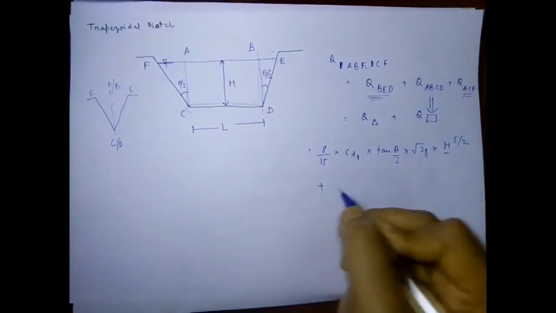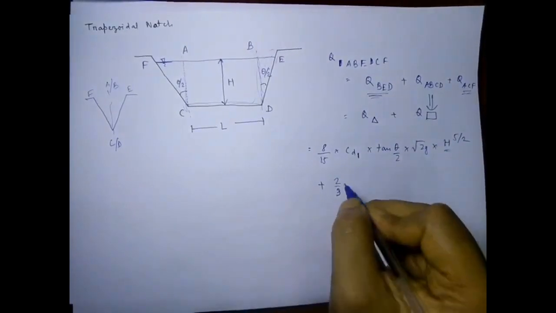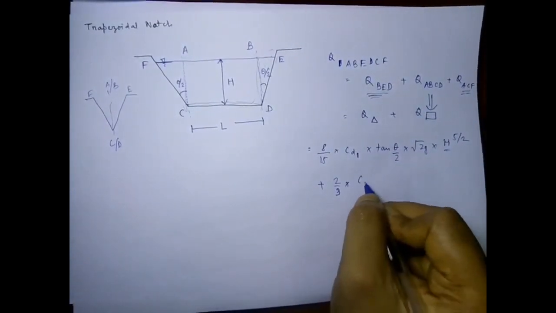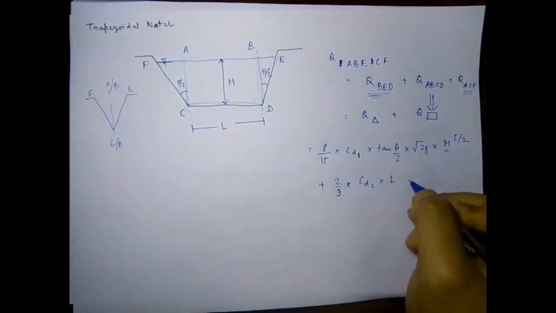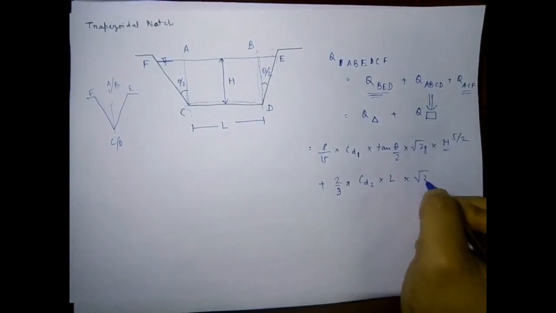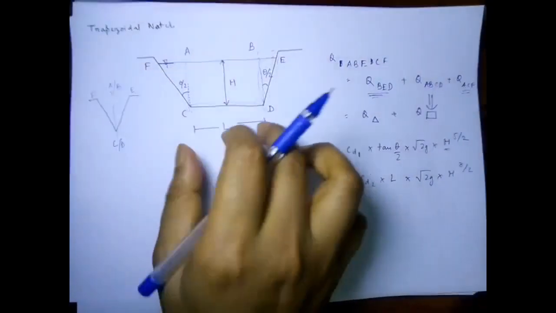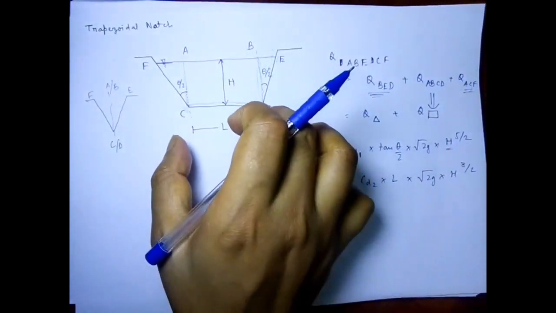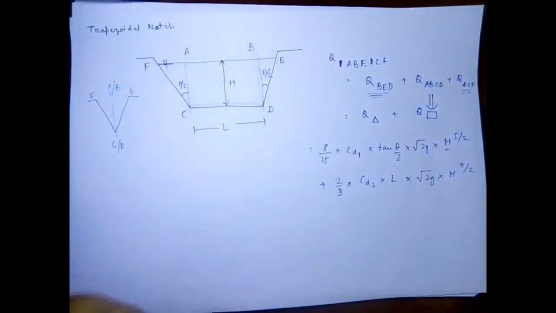And also plus for rectangle it is 2 by 3 times CD2 times L times root 2g times h to the power 3 by 2. L is this length, this is the bottom of the trapezium, or you can say it is just the length of the rectangular portion.